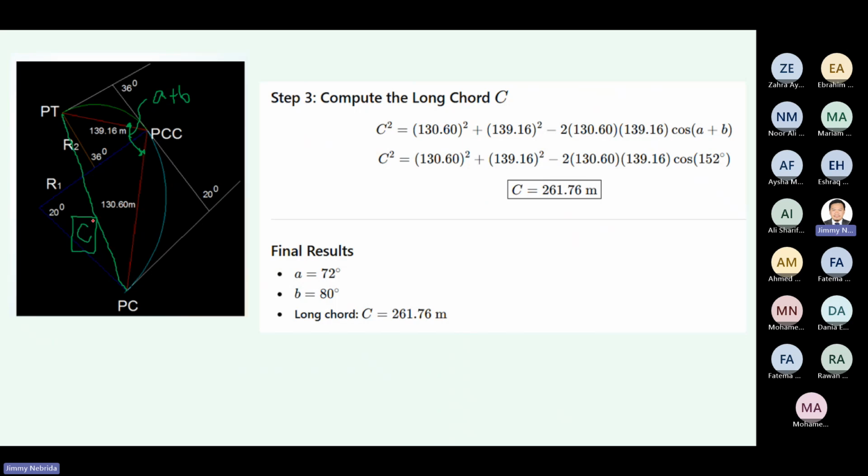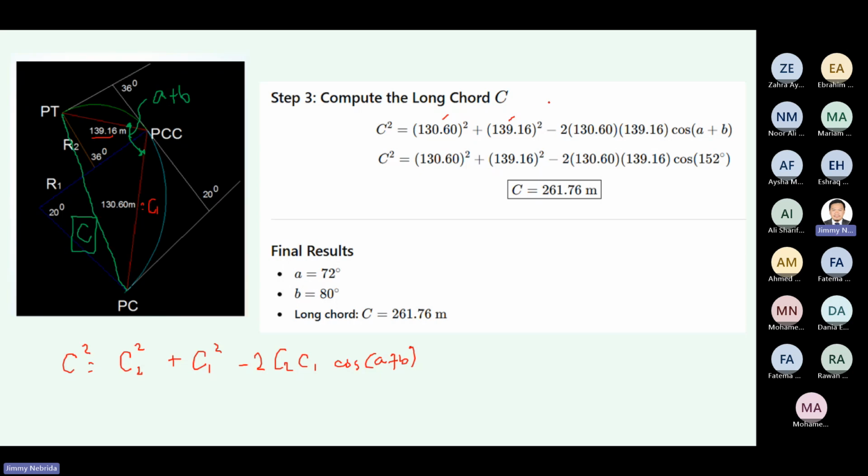All right. Once you already have A and B, then this long chord of the compound curve will be calculated. The formula is C squared equals C2 squared, where this side is C2, the chord for the second curve, plus C1 squared, minus 2 C2 C1 cosine of A plus B. So you have here C2 is 130.6, C1 is 139.